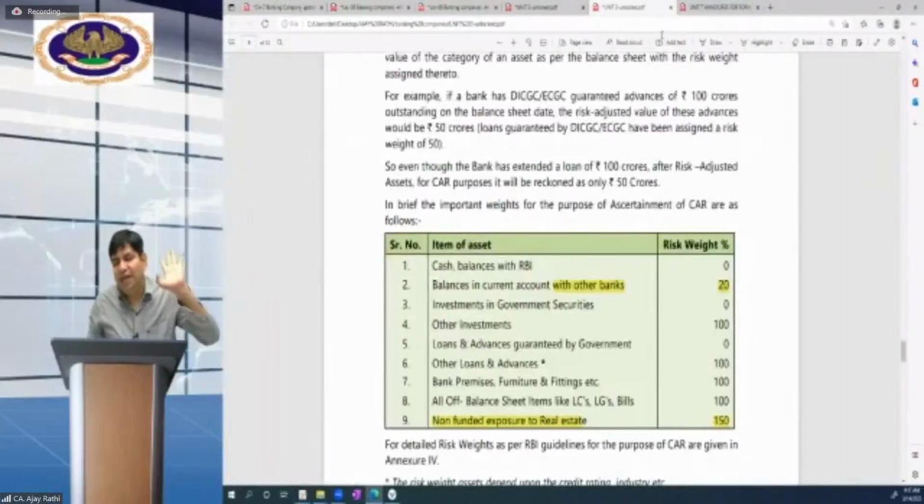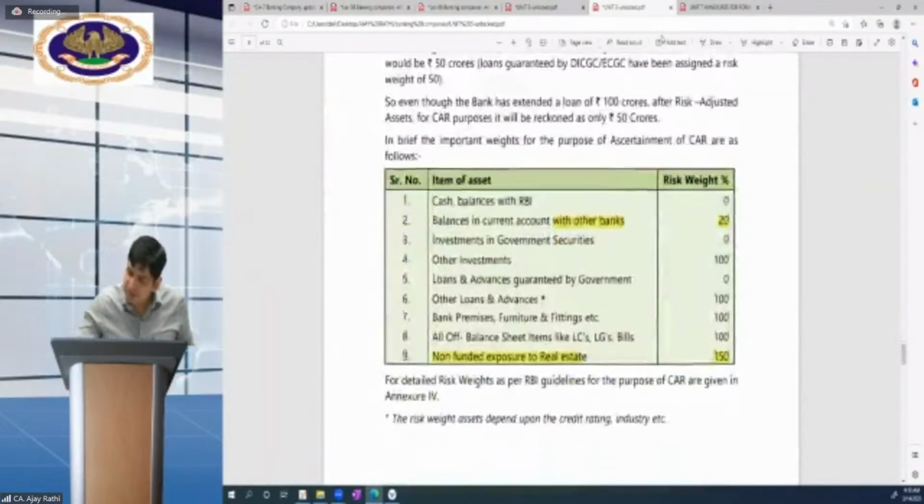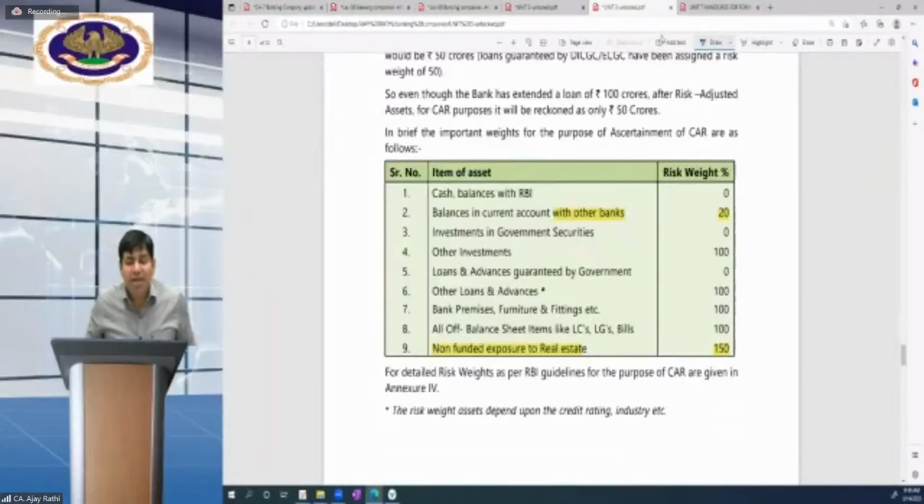The percentages we have to know are given in our study material. Beta, these are the percentages. Should I tell you the page number? 8.36 is there. The bank balance which the bank has maintained with RBI, is that risky? No, there is no risk. RBI will definitely return the money to its bank, to whom it has given the license.